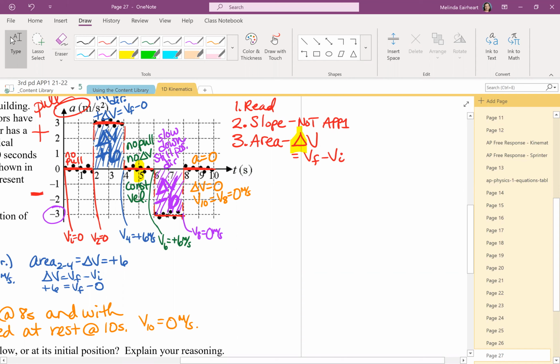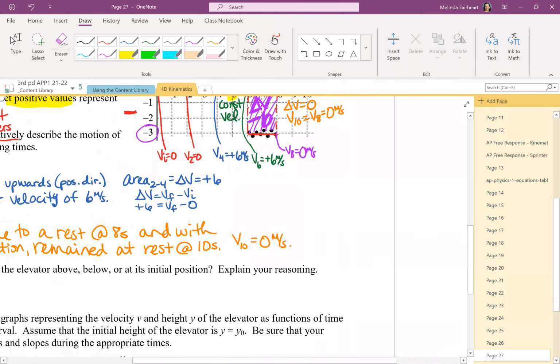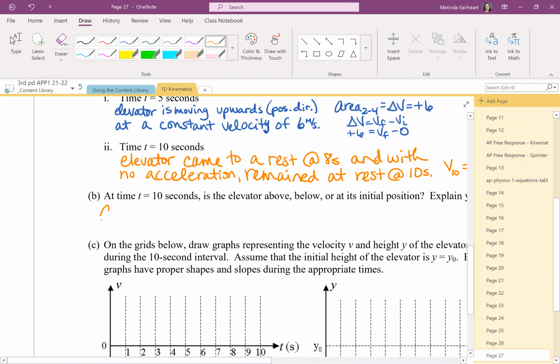Okay, so we had a positive area. We sped up in the positive. We went constant velocity in the positive, same direction, right? And then we slowed down, but we were still going in the positive direction. And then we came to a stop. Did we ever go back down? Not in this graph, right? Maybe if we had 10 to 20 seconds available, maybe it went back down, right? But it only went up. And so it is above the initial position.